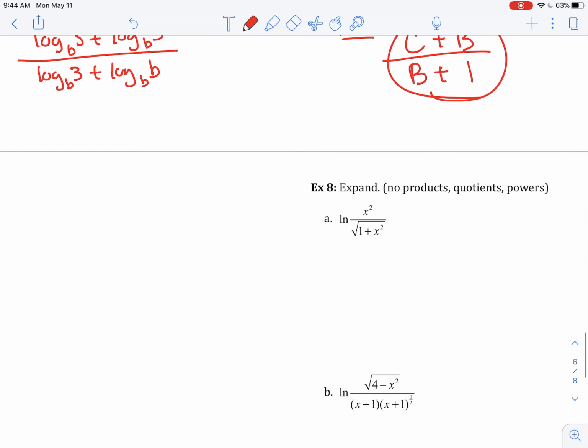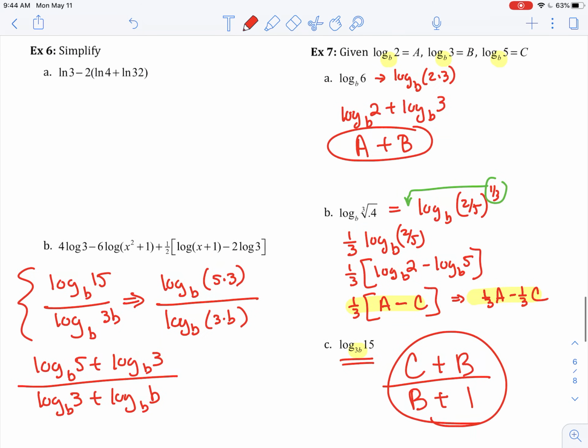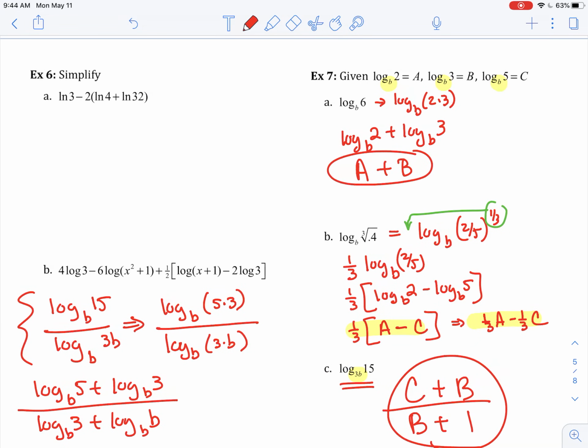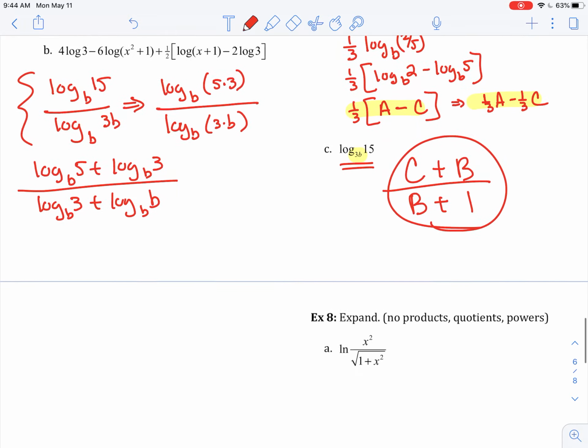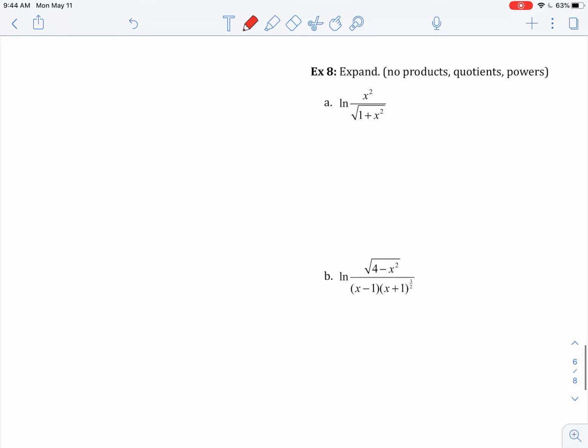On number 8, we want to expand those. So we're basically just doing the opposite of what we did on example 6. On example 6, we took those long expressions and we simplified so that we only had one log. Now on example 8, we want to do the reverse. We want to expand those out so that when you are taking the log, there are no products involved, no quotients involved, or no powers involved.